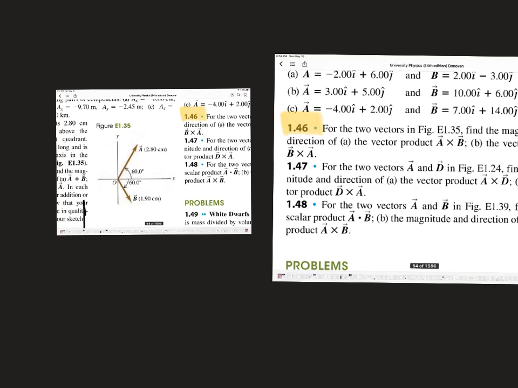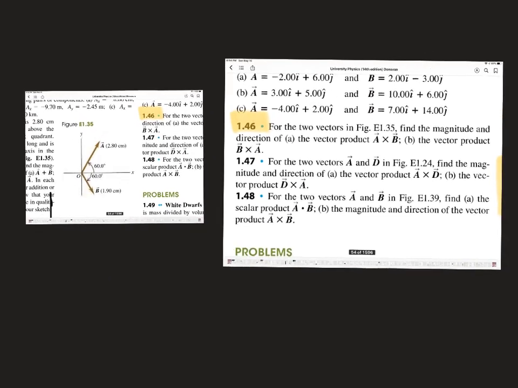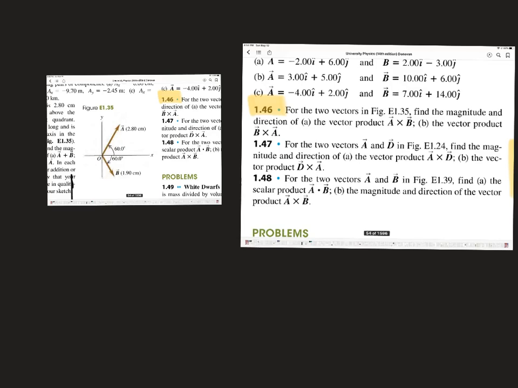Let's do one problem, for example this problem. We have this vector A. I'm going to solve it even though it should be a homework for you. Problem 146: for the two vectors in figure 135, find the magnitude and direction of the vector product A cross B, and the vector product B cross A. So A cross B is the vector C, the vector that I'm looking for.